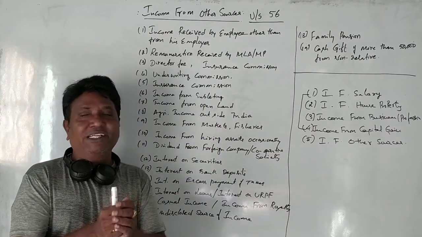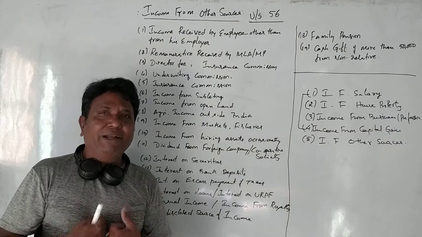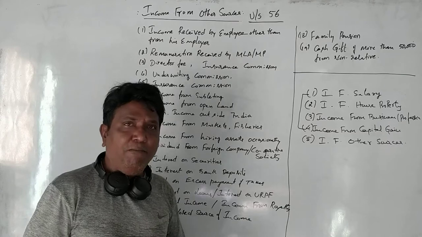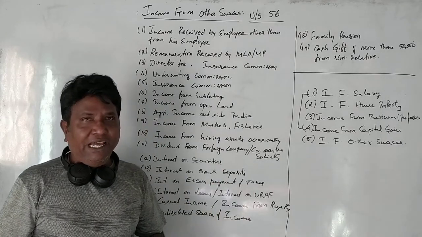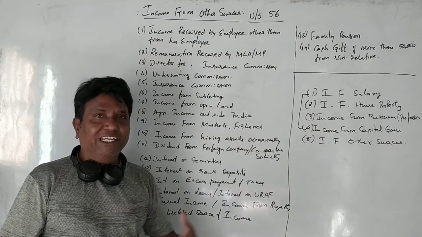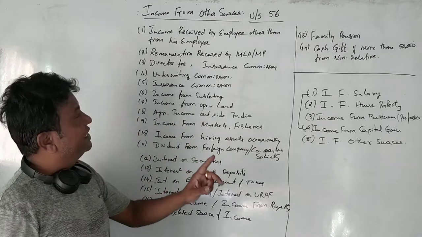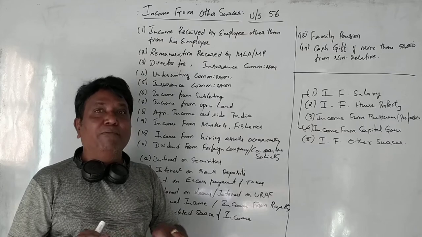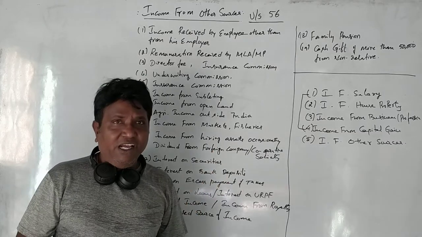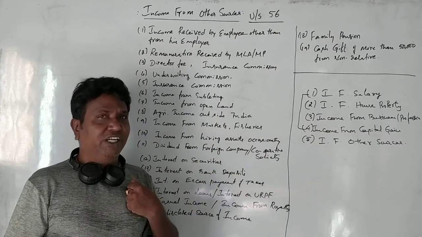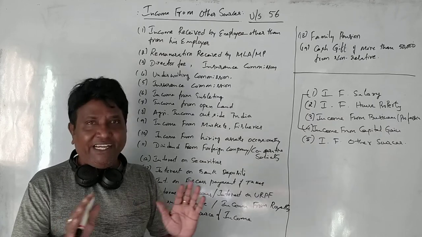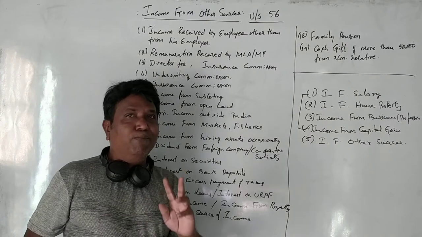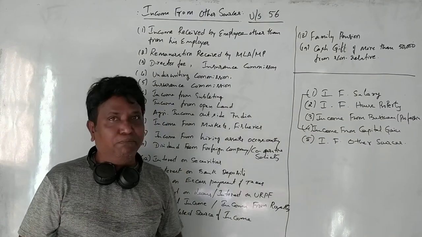What is this insurance commission? Say, if I am an agent of any insurance company, and if I have given any business to the insurance company, I get commission. That commission is chargeable under the head income from other sources, because I am an agent, I am not an employee of the insurance company. If I give business, I will get commission. If I don't give business, I will not get any commission. So here also, there is no employer-employee relationship.